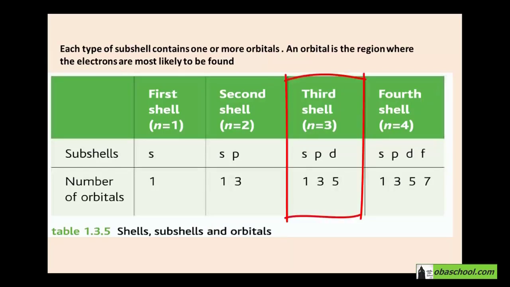Shell 3 now. It has three subshells, S, P, and D. S has one orbital. P has three orbitals. D has five orbitals, which means we can find electrons in 5 regions.